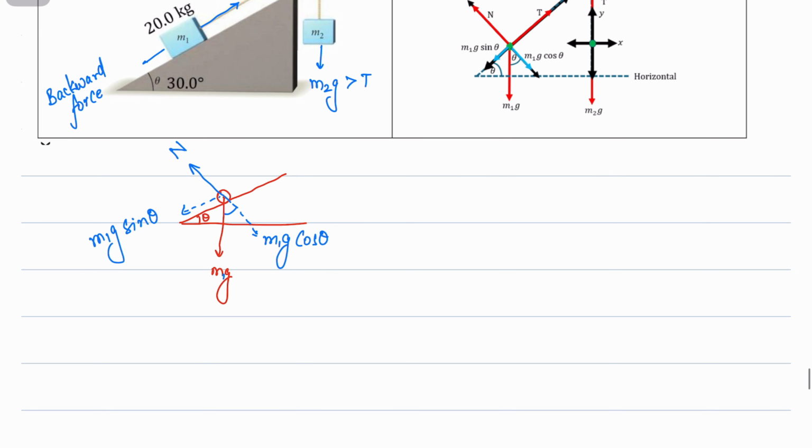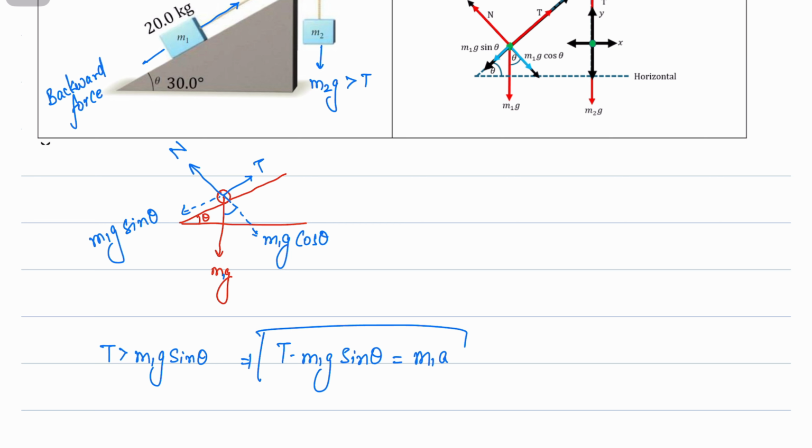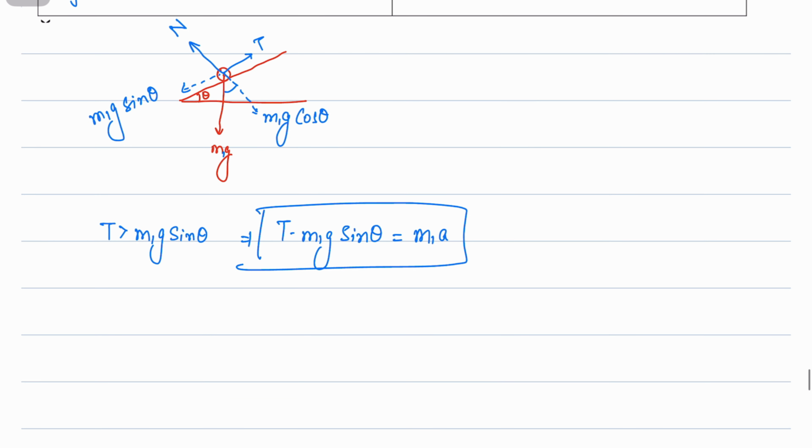Now solve it, and here is your tension. So can I say tension is greater than m1g sine theta? Okay, so what should be the statement? T minus m1g sine theta equals m1a. Clear? So find the tension here: T equals m1a plus m1g sine theta. Clear? Okay, this is along the x-axis.